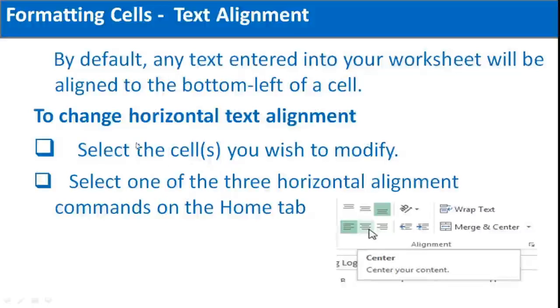Now let us see how to change the horizontal text alignment. Select the cell we wish to modify. You click on the particular cell where you want to apply this alignment, then select one of the three horizontal alignment commands on the home tab, that is here either left, center or right.